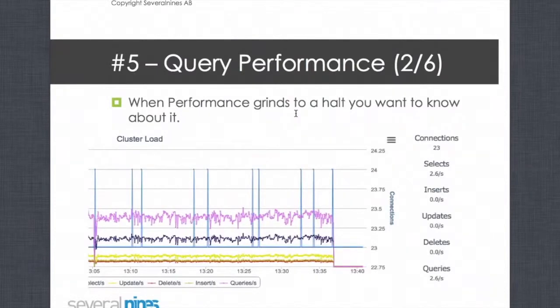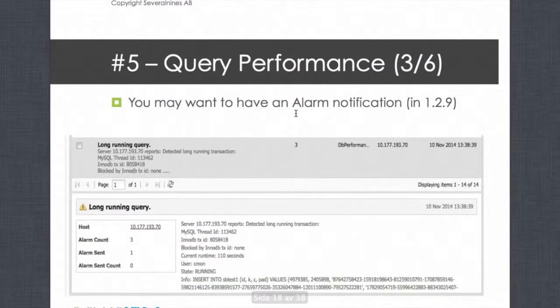A situation that we really would like to avoid is when the performance flatlines and nothing happens in the cluster. We were running here a little bit of load, and then suddenly nothing basically happens. What is happening? What's going on? Those are the things that we want to figure out. And perhaps you want to have an alarm saying that we have a long-running transaction here. So obviously this transaction is blocking the system in this case.